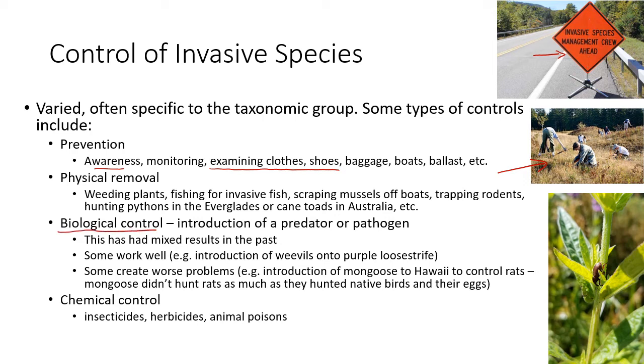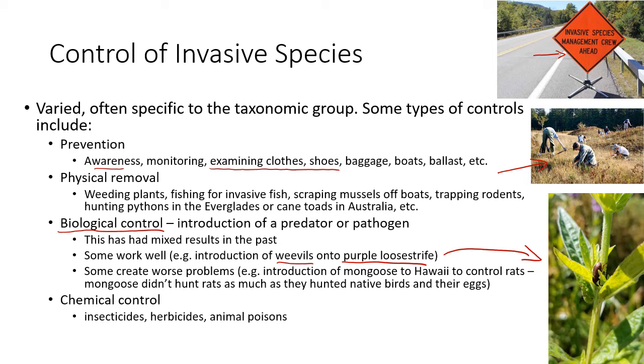This one's interesting, biological control. Say that you have an invasive species, you can intentionally introduce a predator or a pathogen for that species. One example of that is introducing weevils onto purple loosestrife. Purple loosestrife, which you saw on the previous slide, is an invasive plant from Eurasia, and it can produce tens of thousands of seeds a year, and it has a long taproot that if you don't get totally pulled up, it will come back. So it's really hard to remove.